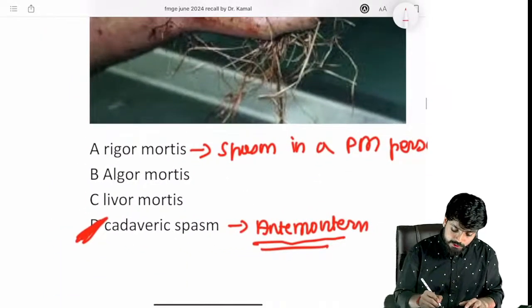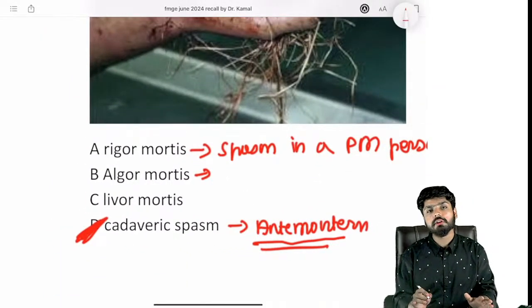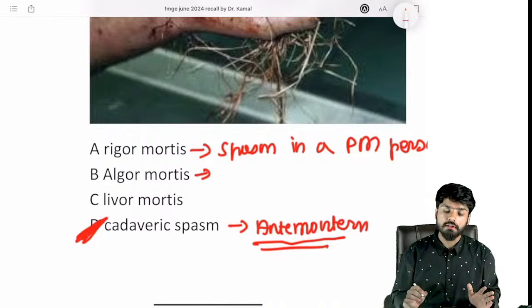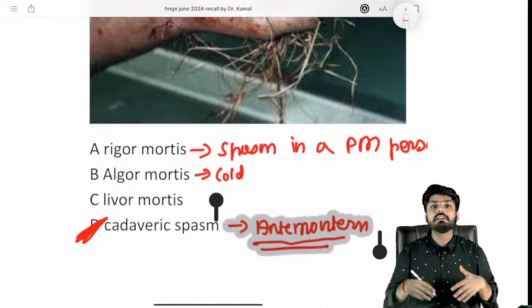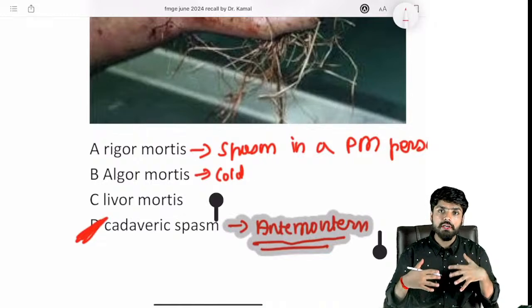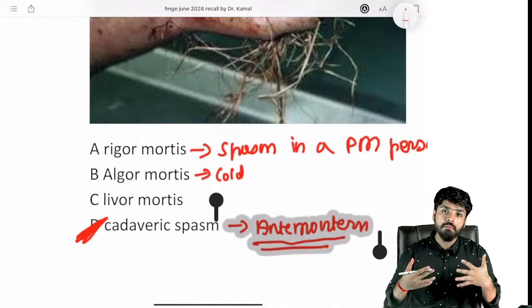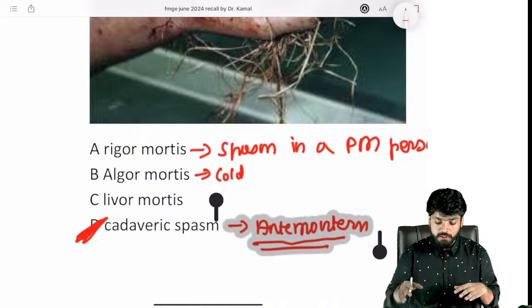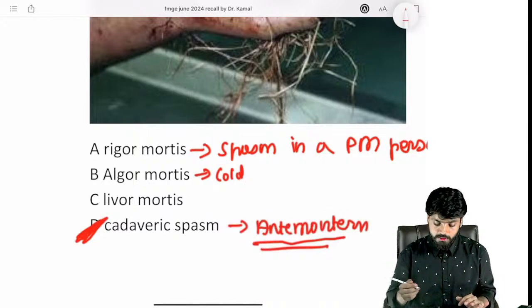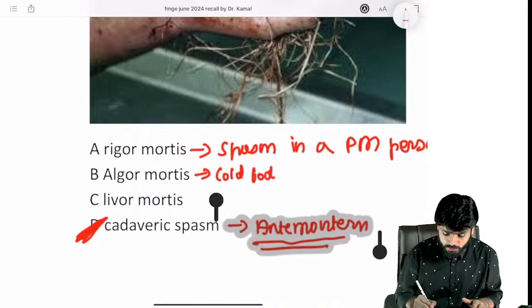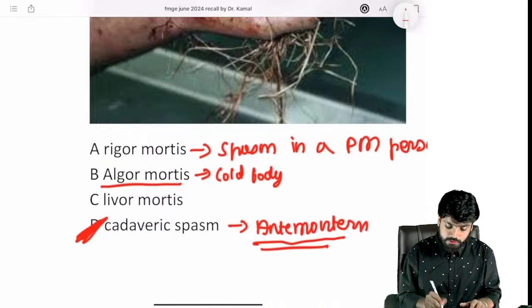What about the other two? Algor mortis. Algor mortis in simple terms is chilling or cold. The body is getting cold. The normal temperature of a physiologic body is dropping every minute, every hour after the patient dies, because the regulatory systems are not there. So remember, algor mortis is cold body.